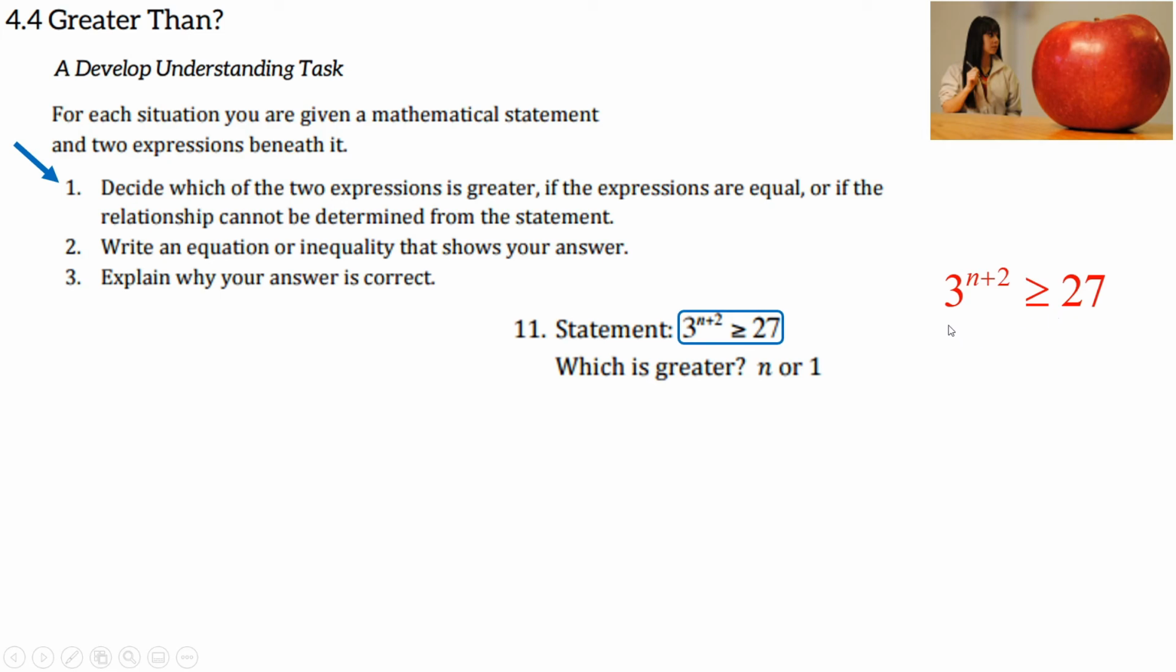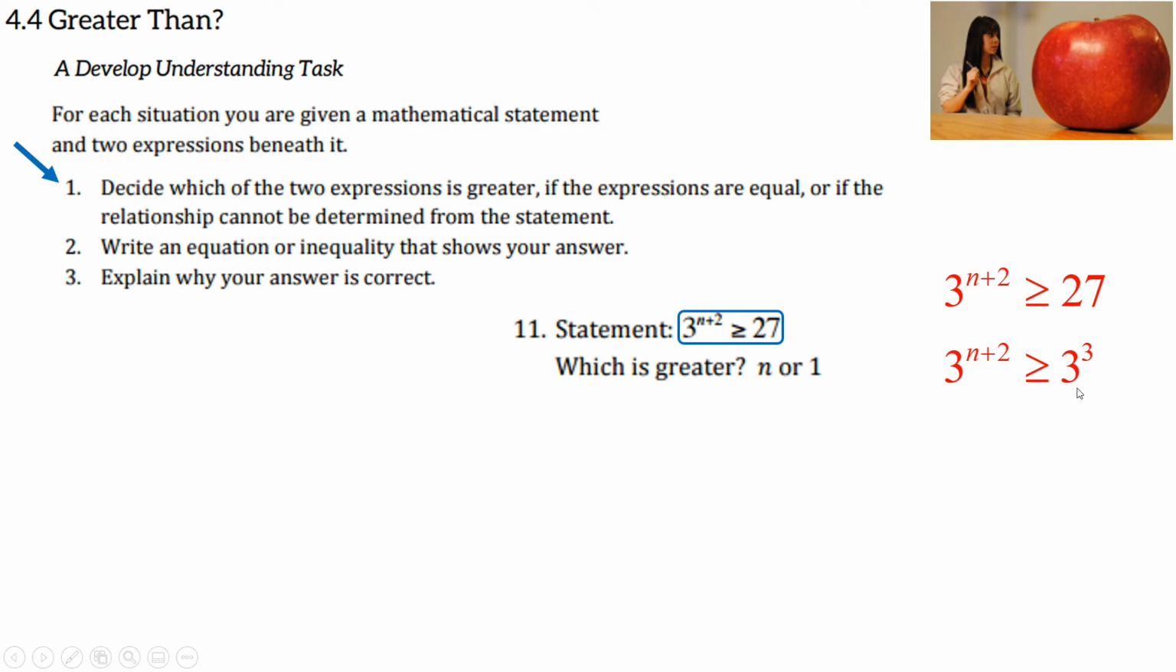Now, the left-hand side of this inequality is a base 3 number, 3 to some power. And the right-hand side is 27, but we can write 27 as a base 3 number. So I'm going to go 3 to the n plus 2. And do you guys agree that 3 times 3 times 3 is 27? And how do we write 3 times 3 times 3 as a power? That would be 3 to the third power.